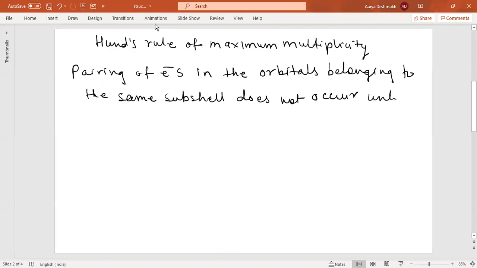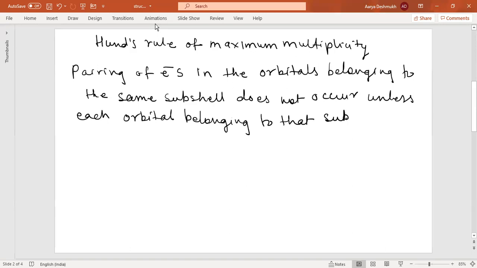unless each orbital belonging to that subshell has got one electron each. Okay, so I'll read this out again. Pairing of electrons means while writing the electronic configuration, how will you pair the electrons?